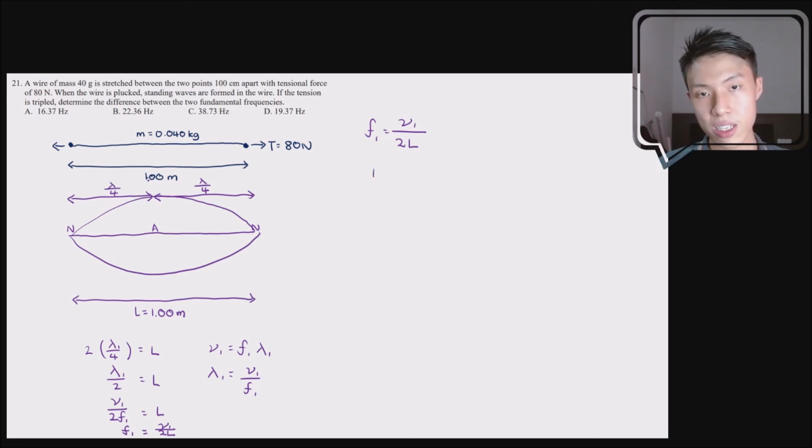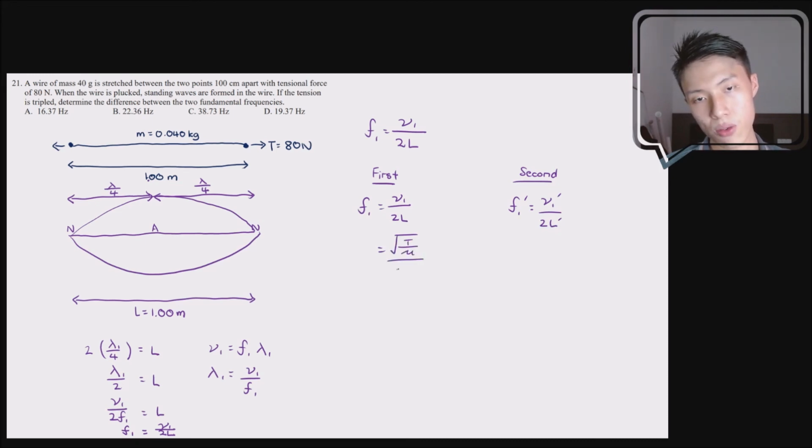And we have 2 cases. The first case and the second case. For the first case, it's just f1 equals v1 divided by 2L. For the second case, let's call it prime. The new frequency equals the new speed divided by 2L. The speed we know is equal to the square root of T divided by mu, over 2L. So this will be the square root of the new tension divided by the new mass per unit length, all divided by 2L.